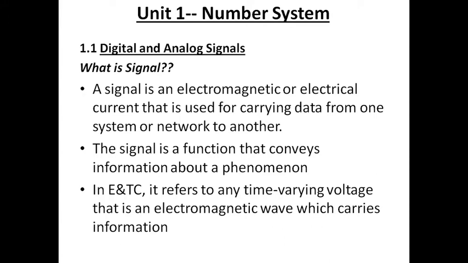A signal is an electromagnetic wave or an electrical current that is used for carrying data from one system or network to another. This particular signal carries information about a phenomenon. In electronics and telecommunication, it refers to a time varying voltage, that is an electromagnetic wave which carries the information. Now signal can be analog or digital.